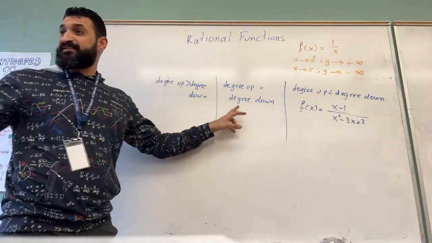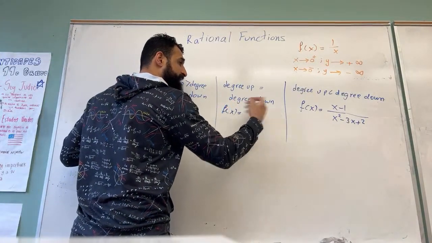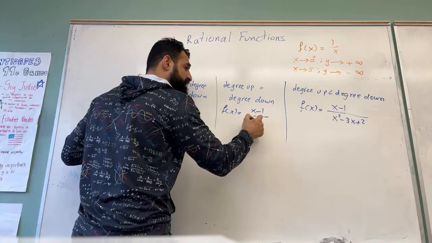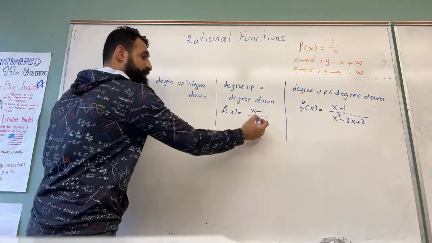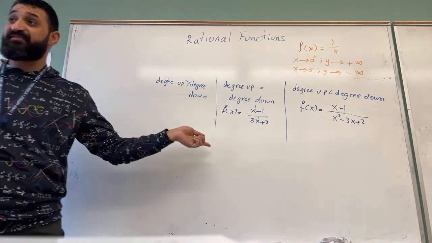Can you give me an example about this? x over x, or x minus 1. Can you add something? x minus 1 over 3x plus 2. What is the degree up? 1. Degree down? 1. So they are equal. So the graph will be different, huh?